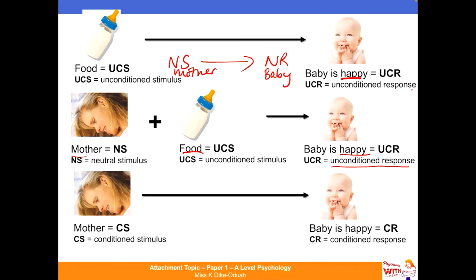baby. Notice the difference: here we've got unconditioned, meaning that it's unlearned. But in this particular stage, it's conditioned, meaning that the baby has learned through association to associate the mother with food, and that association has caused them to produce a response of happiness. I hope this is nice and clear for everyone.